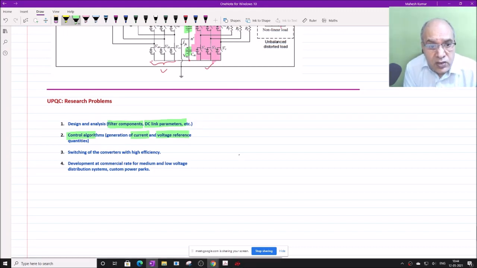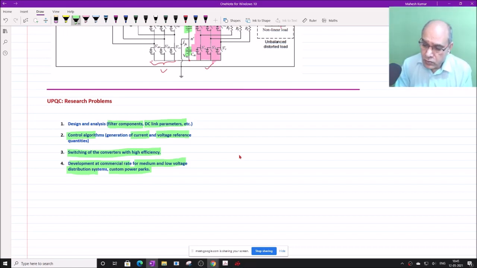And then there are issues like switching of the converters with high efficiency and minimum losses: how to switch these inverters so that they cause minimum losses, while at the same time tracking the reference voltage smoothly. Then there are issues like how to develop these devices at a commercial scale for medium and low voltage distribution systems and for custom power parks where the loads are sensitive and critical and the voltage and currents have to be regulated. So those who want to do research in this area can study more along those lines.